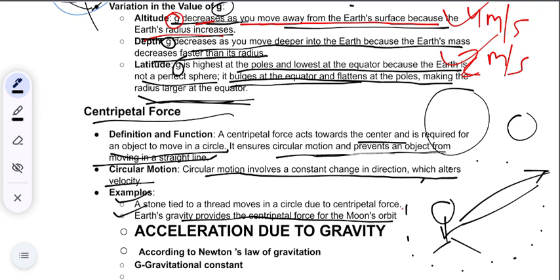Why do they orbit in a fixed circular path? Because of centripetal force. Centripetal force की वजह से they orbit in a fixed orbit. Acceleration due to gravity. यहाँ मैंने बहुत टर्म सुना, acceleration due to gravity. इसमें फॉर्मूलाज क्या क्या है?